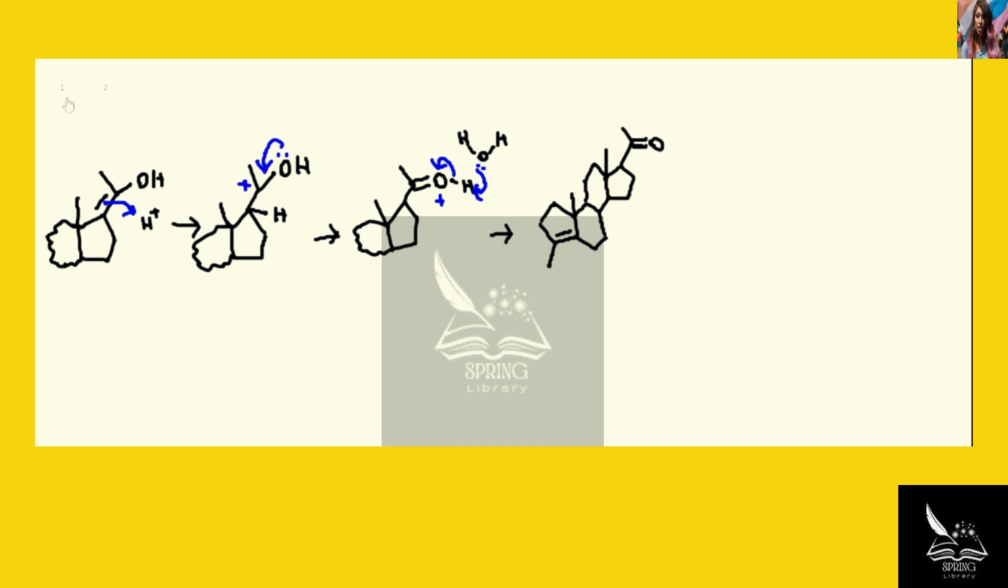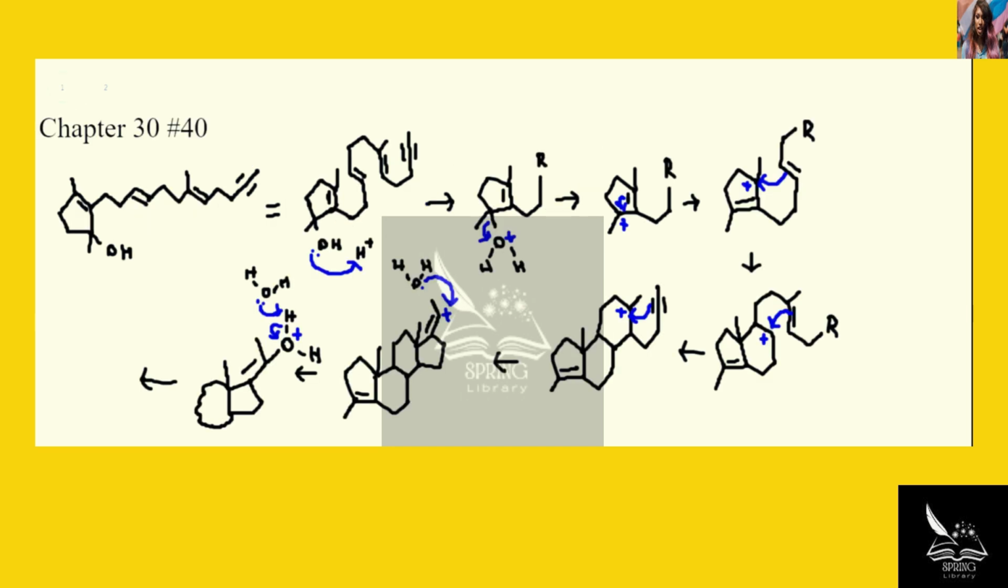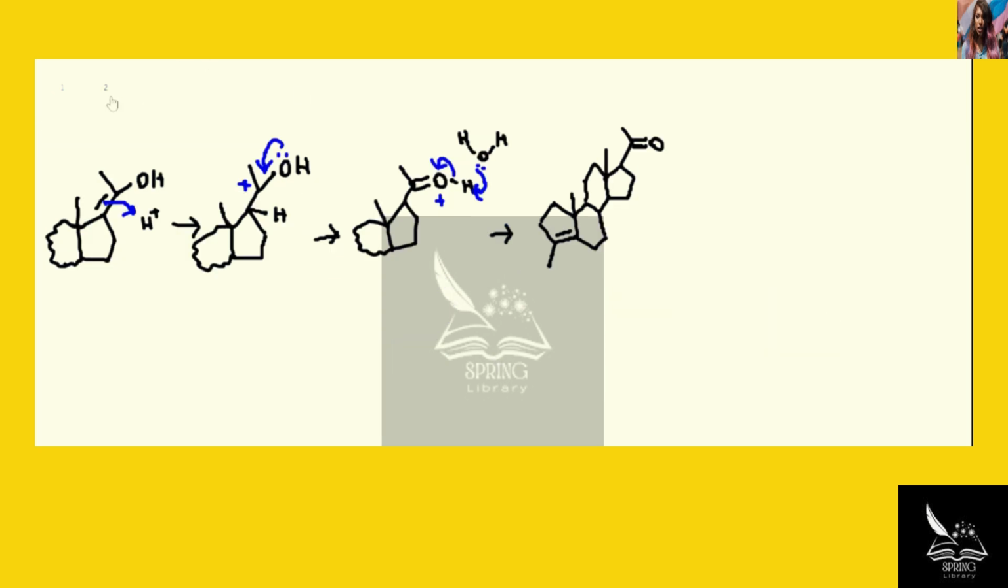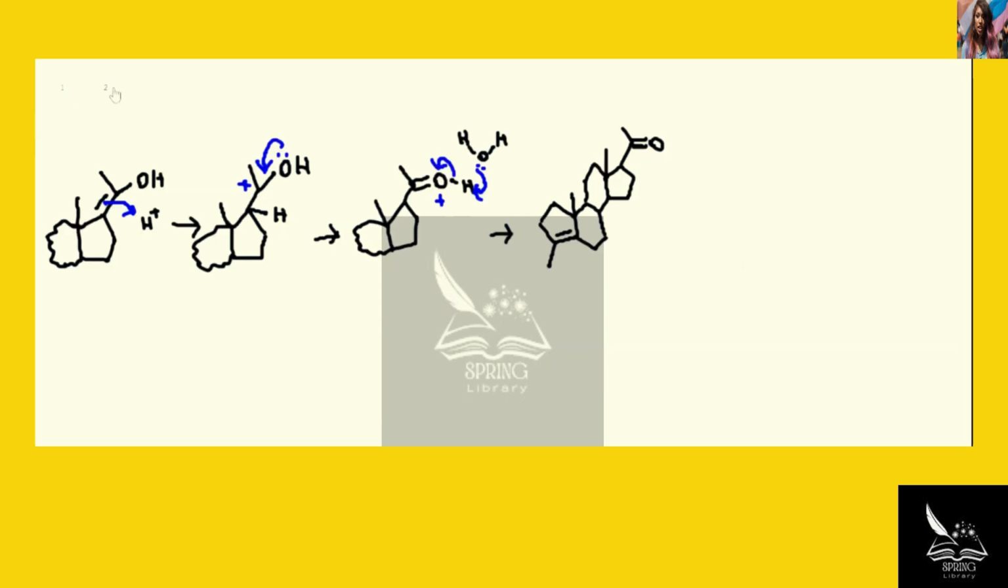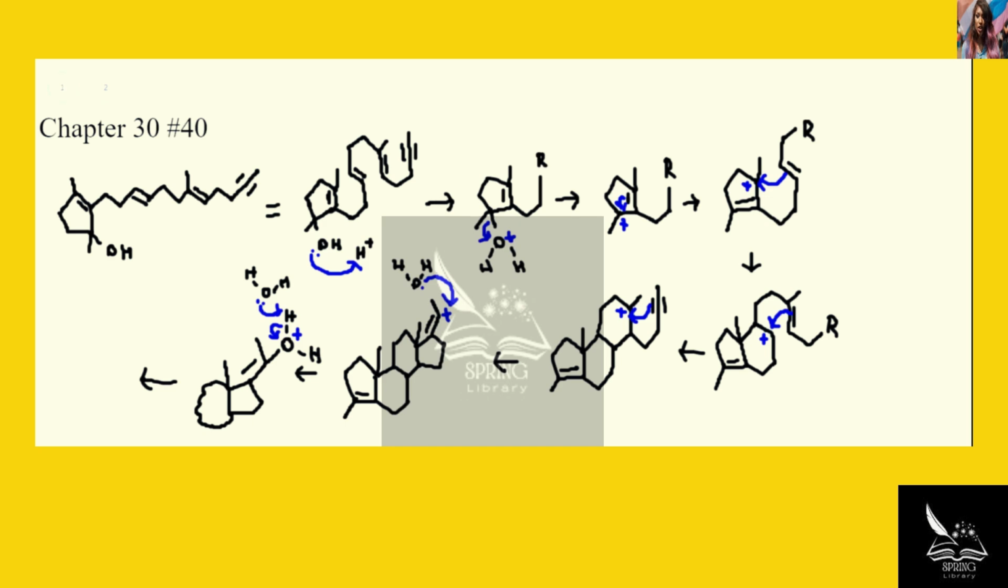So again, remember, it's really just a series of sequential double bonds attacking carbocations. And then at the end, water attacking a carbocation. And then once that's happened, really just playing with oxidation states to get from the water that attacked to the ketone here at the end. And so again, that's the answer to chapter 30, problem number 40.